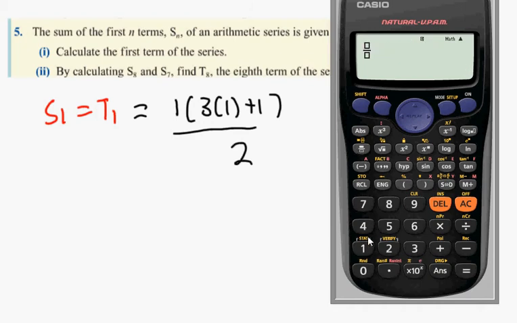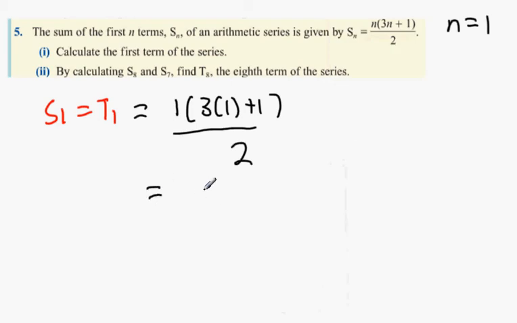So you can just say 1(3 times 1, which we know is 3, plus 1) all divided by 2, and the answer is 2. So the first term is 2. Okay. By calculating S8 and S7, find T8, the eighth term of the series.